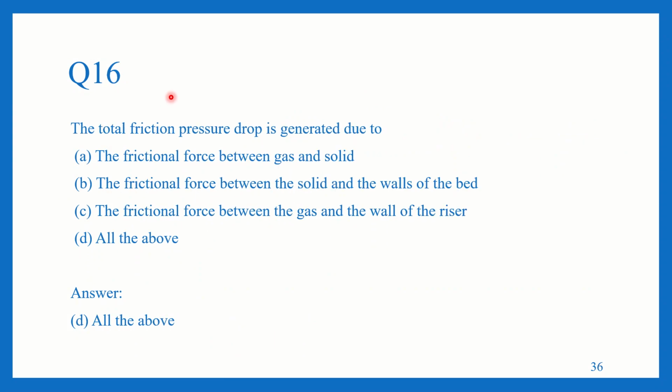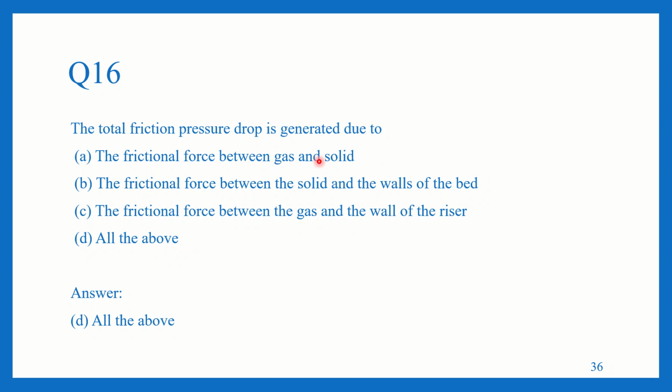Now we'll go to question 16. The total friction pressure drop is generated due to frictional force between gas and solid, frictional force between solid and walls of the bed, frictional force between gas and wall of the riser, and option D, all the above. So when we are dealing with the frictional pressure drop, it is due to all the factors contributing, like between fluid and the solid, or in our case the gas and the solid, that is particle and the fluid, and between the particle and the wall, that is solid and the wall, and between the gas and the wall. All these three contribute to the total frictional pressure drop. So answer is option D, that is all the above.